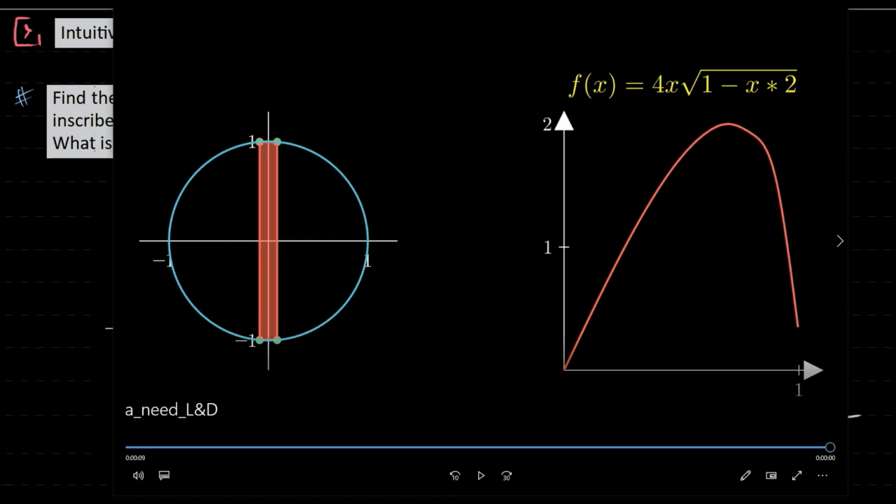So what you're looking at is a rectangle within a circle. It's fitting within the boundary of the circle. It's inscribed in the circle. And of course, as we change these values, the area changes. The area is not fixed.